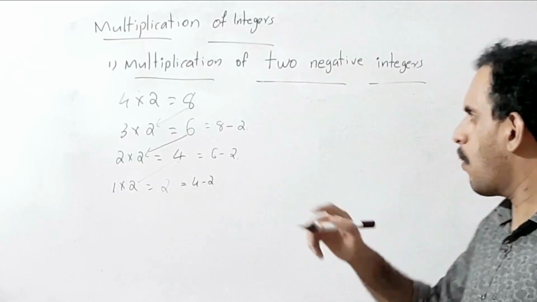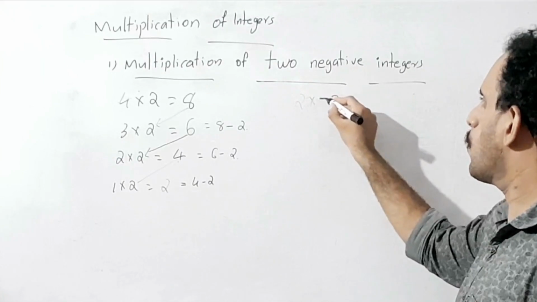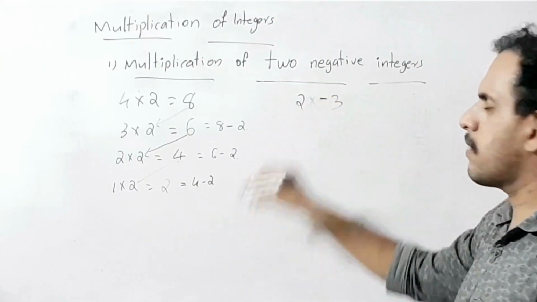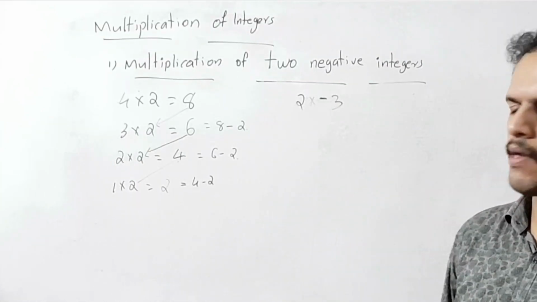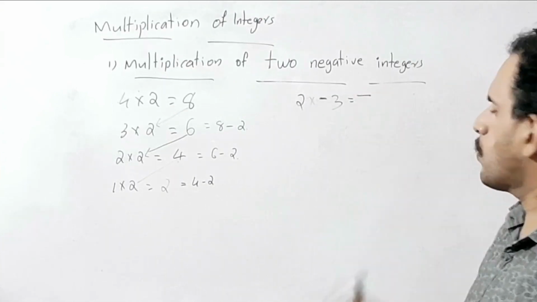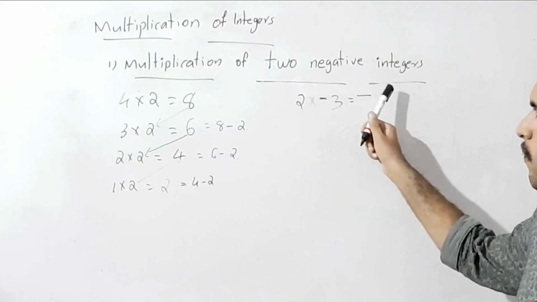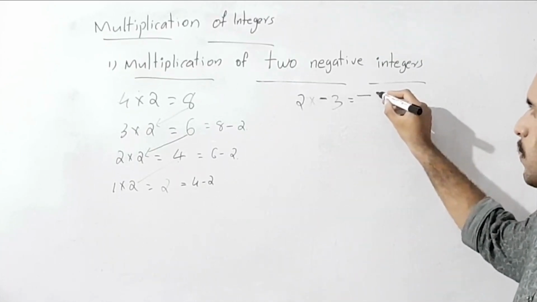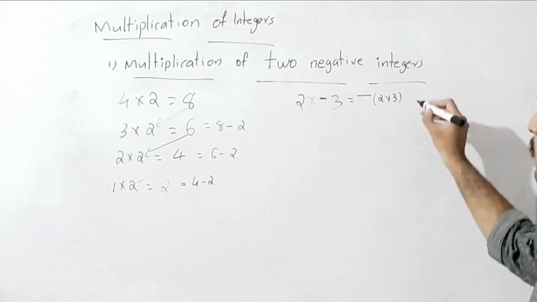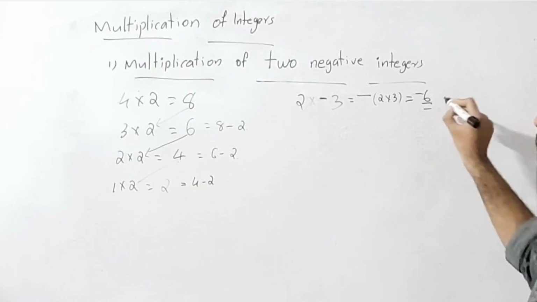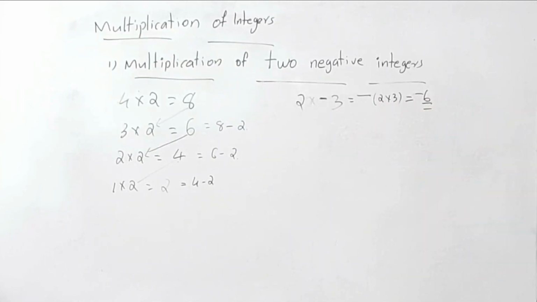What is 2 into minus 3? One is positive, one is negative, so the answer is negative. How do we write it? 2 into minus 3 is equal to minus of 2 into 3. What is minus of 2 into 3? That is equal to minus 6. Then we write directly, 2 into minus 3 is equal to minus 6.